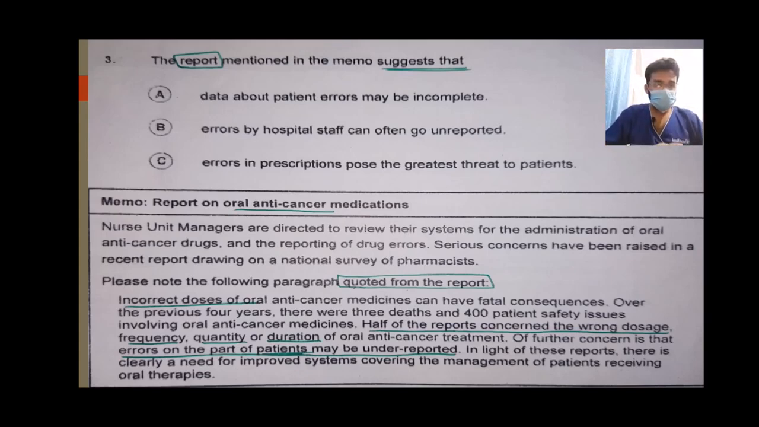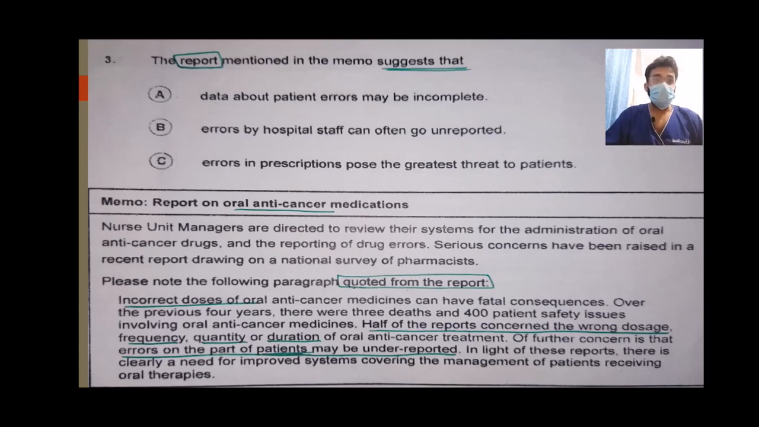In light of these reports, there is clearly a need for an improved system covering the management of patients receiving oral therapies. Okay, now let's move to the options. Option A: data about patient error may be incomplete. Okay. Option B: error by the hospital staff can often go unreported.